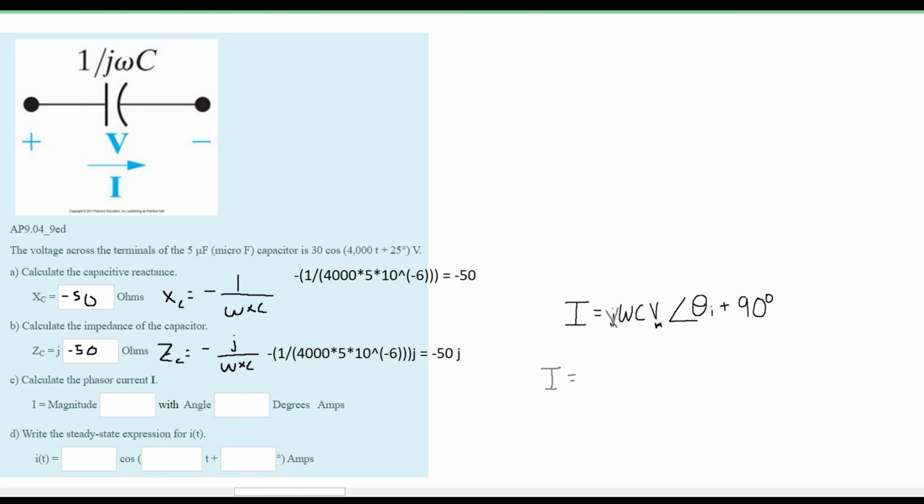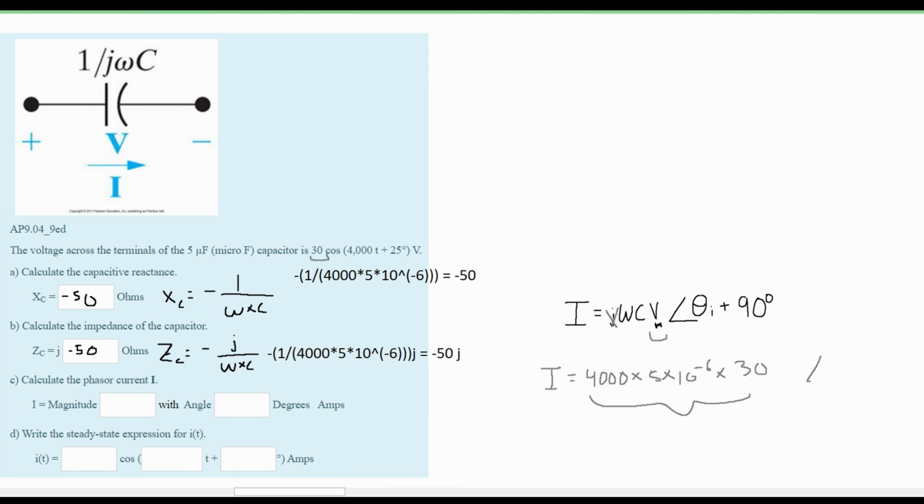So instead of a j, we're just going to have our omega, which we know to be 4000, times our capacitance, which we know to be 5, and this is in microfarads, so it has to be 10 to the -6, times our V max. Now our V max is this right here, whatever number is in front of our cosine. So we're going to multiply this by 30, and then this will all be our magnitude.